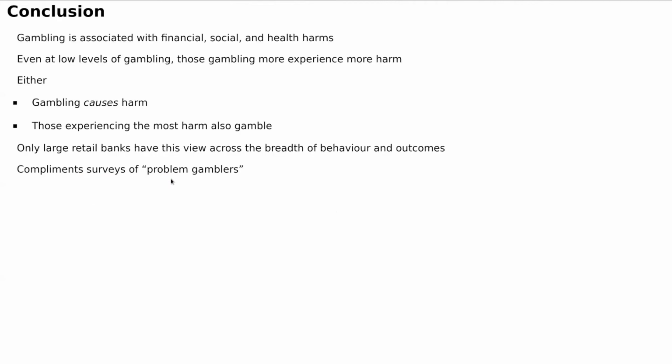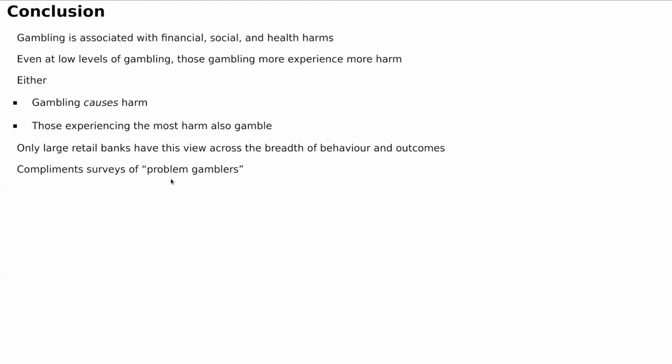So just to wrap up this bit, and then we'll touch on some of these issues in some of the other topics. Gambling is associated with harm. Even at low levels of gambling, those gambling more experience more harm. Either that means that gambling causes harm, or, and I'm not sure this is much better, those who experience the most harm for whatever reason also happen to be those who gamble. Perhaps put slightly differently, the gambling industry targets those in the greatest financial difficulties, or those in the greatest financial difficulties are drawn to something that probably isn't going to help them.